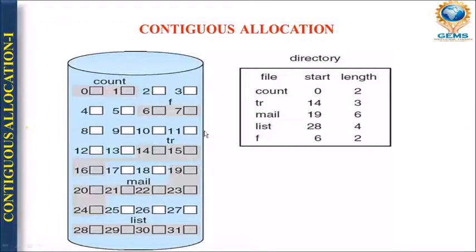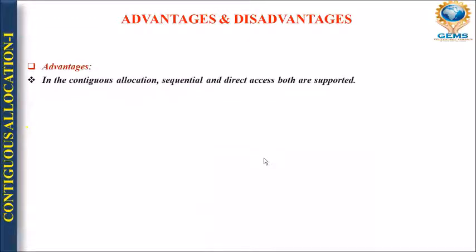So in this way contiguous allocation works, and this is the directory, and under this directory all these files are stored. So what are the advantages and disadvantages of contiguous allocation? Let's see one by one. In this way, sequential and direct access are both supported.